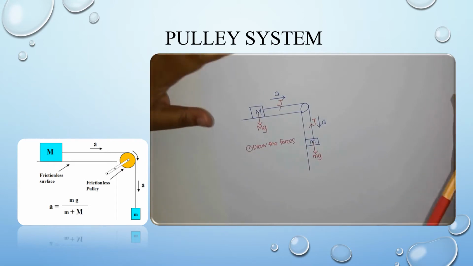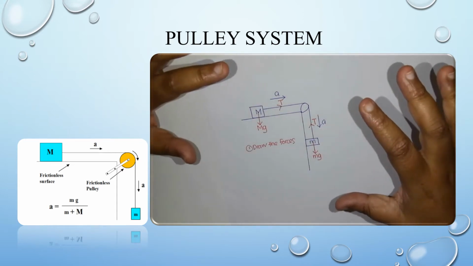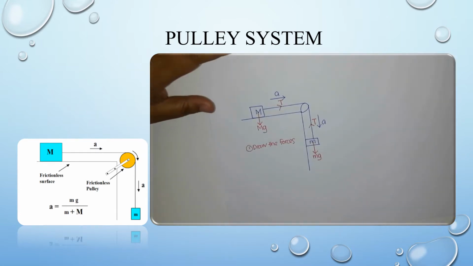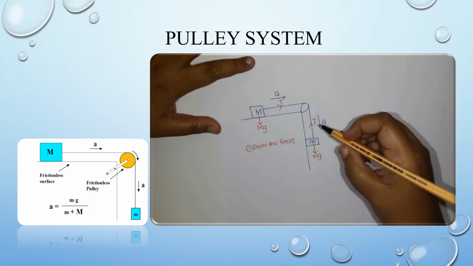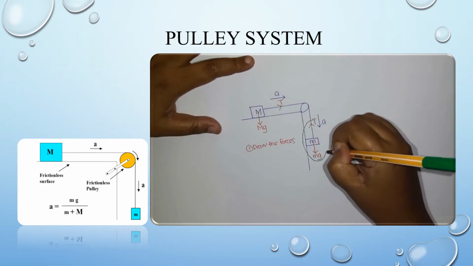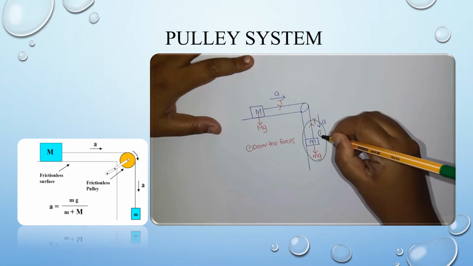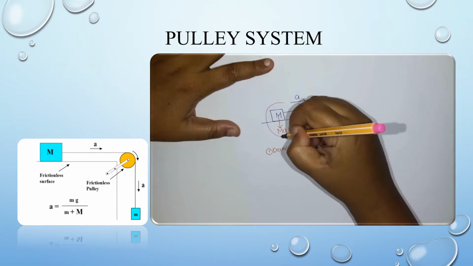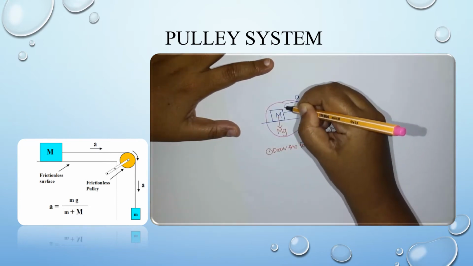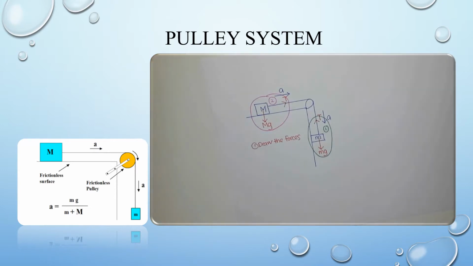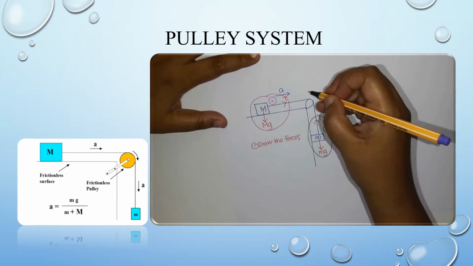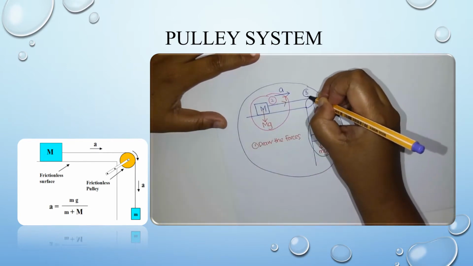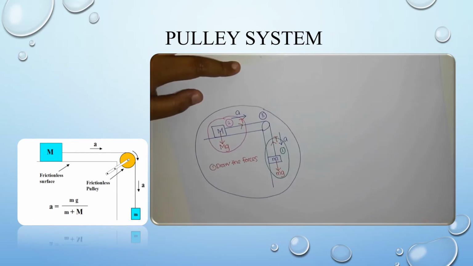Now the second step: in order to apply the Newton concept, we can look at it in three ways. The first way is to look at it individually. Number one, just look at this particular mass. Number two, look at this one individually. Or number three, we can look at the whole entire system. So let's look at number 1.